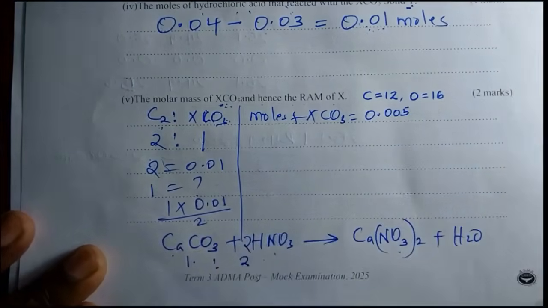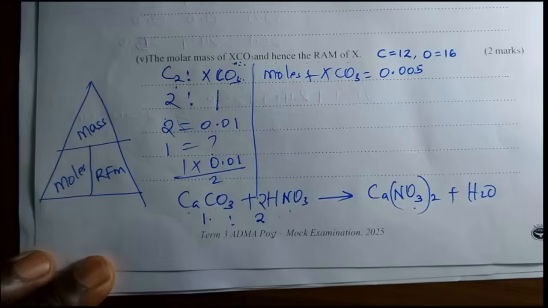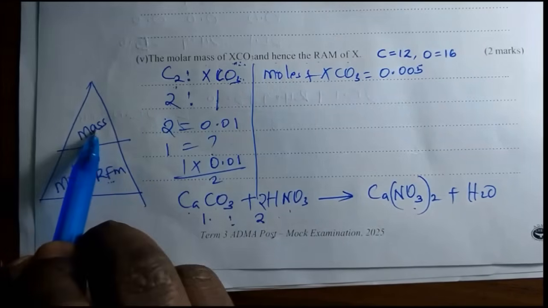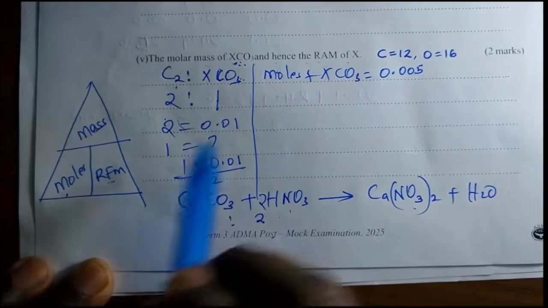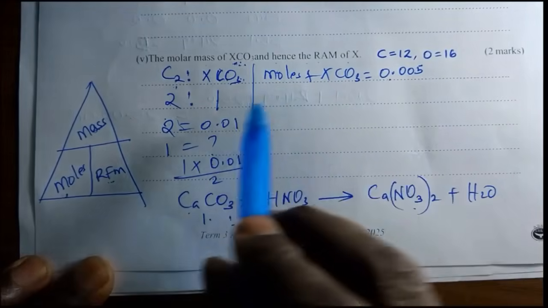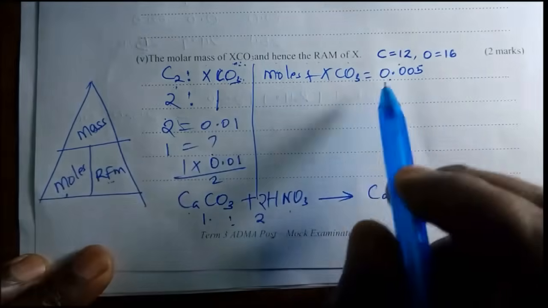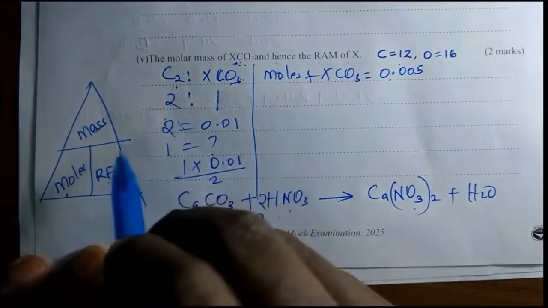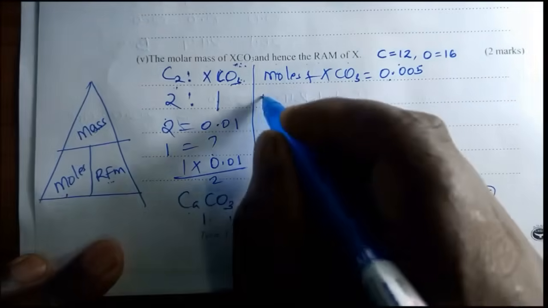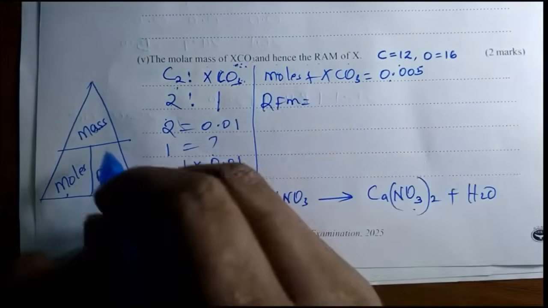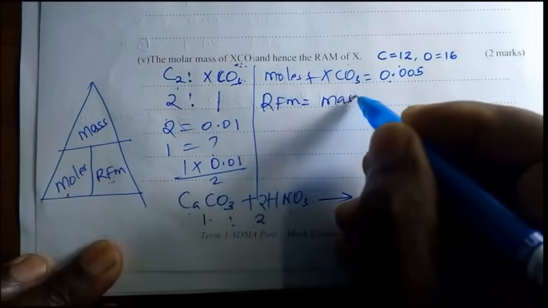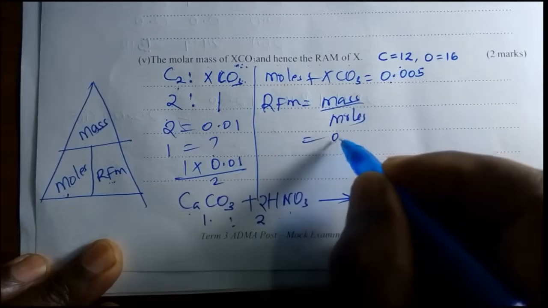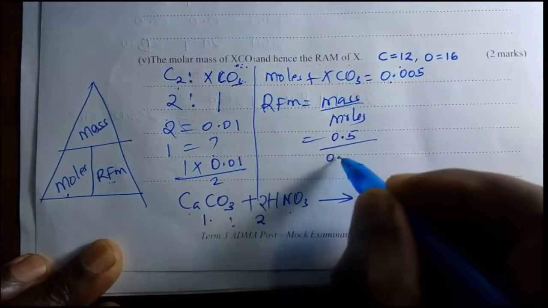From this triangle, we know that RFM is equal to mass over moles, because we now have moles and we have the mass of the X carbonate. We were given that the mass of the X carbonate was 0.5. You go back to what you are provided and refer. So RFM is equal to mass over moles, and that is 0.5 divided by 0.005, and that gives you 100.